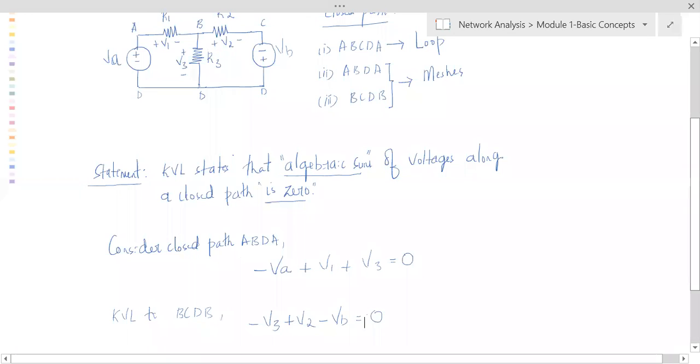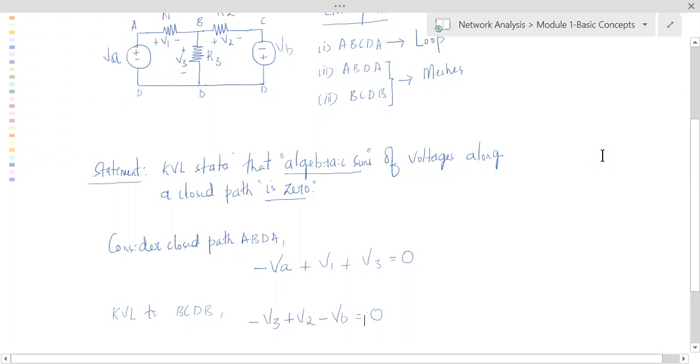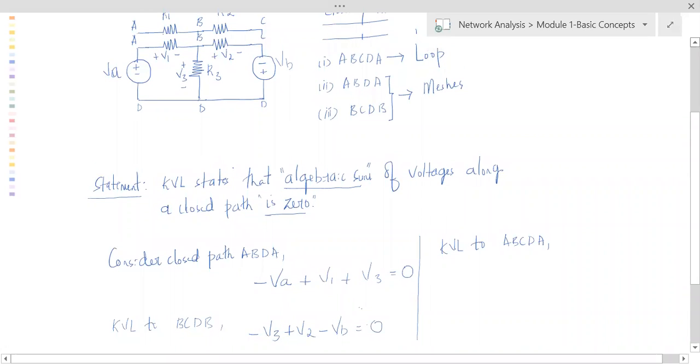Okay, similarly, can you do this to the outermost path? I'll write that here so that the circuit as well as the equation is visible. So this is one part. Okay, now let's apply KVL to A, B, C, D, A back. So this is the outermost path. We can apply KVL to this also. Can you do that now? Do that yourselves, everybody.